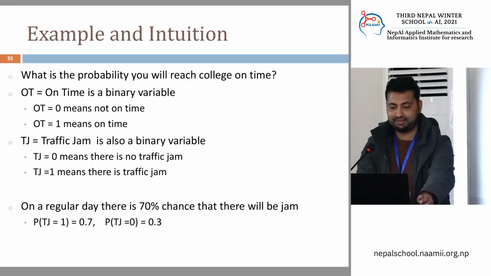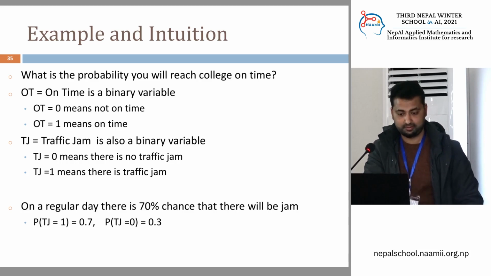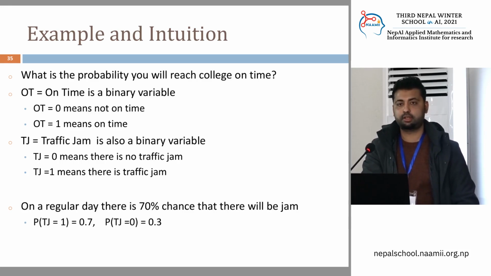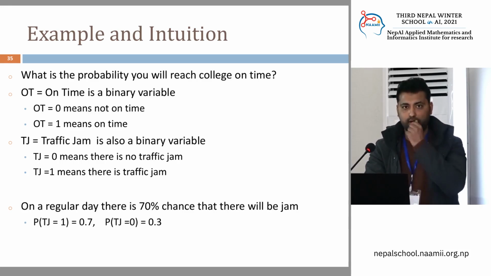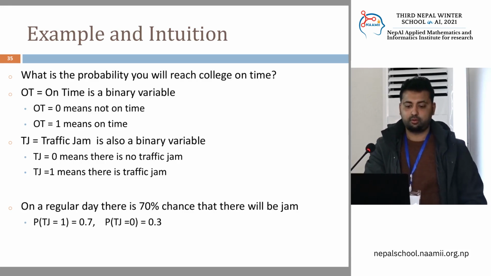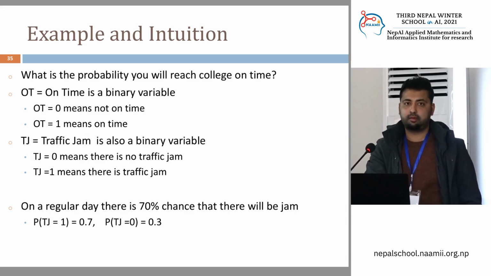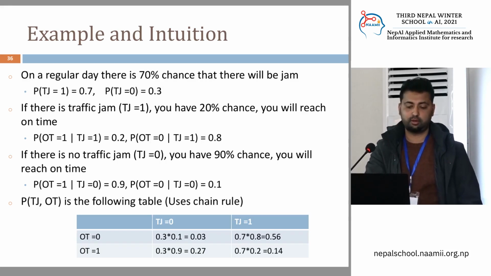Here is an example I constructed yesterday, so let's hope this is not too boring. Here are two discrete random variables. One is whether you will reach college on time: OT equal to 0 means not on time, and OT equal to 1 means you will reach college on time. TJ means traffic jam: TJ equal to 0 means there is no traffic jam, and TJ equal to 1 means there is a traffic jam. On a regular day, let's say there is a 70% probability that there will be a traffic jam, and a 30% probability that there will not be.